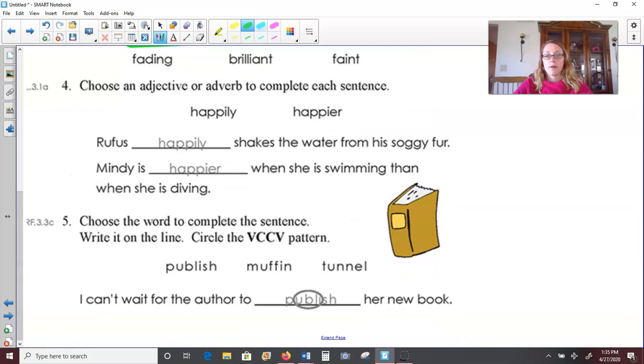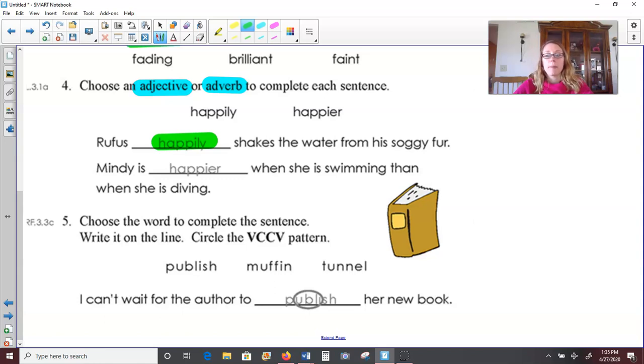Okay, number 4 says to choose an adjective or adverb to complete each sentence. An adjective is a descriptive word. It describes a noun. An adverb is also a descriptive word, but it describes an action. Rufus blank shakes the water from his soggy fur. Rufus happily shakes the water, or Rufus happier shakes the water.